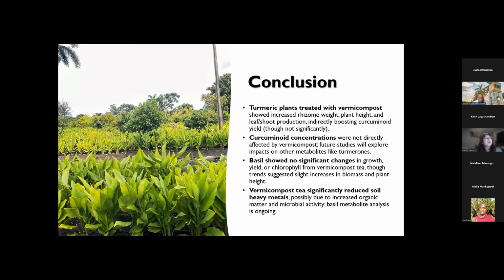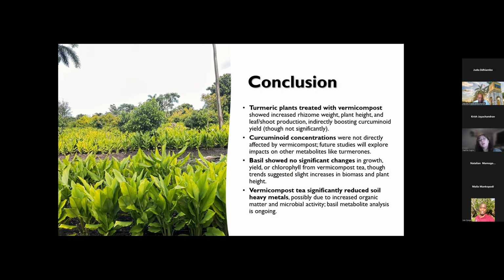To summarize all my findings from both experiments that I talked about, vermicompost can be an effective fertilizer for turmeric. Vermicompost treated turmeric plants did produce the heaviest rhizomes, the tallest plants with the most aerial shoots and leaves. However, vermicompost treatments did not really directly affect curcuminoid concentration. Curcuminoid yield was indirectly improved, however, with increased rhizome weight. So the more rhizome weight you have, the more curcuminoid yield you are going to have.